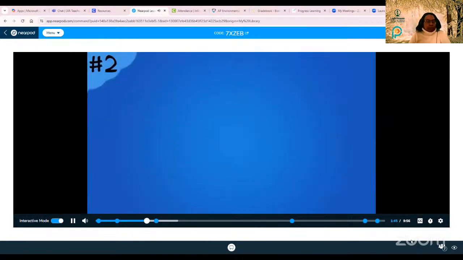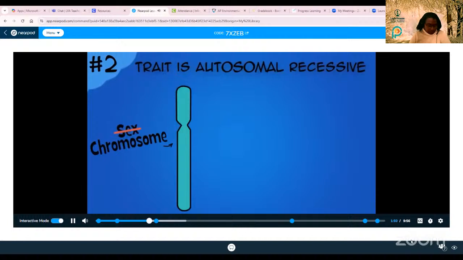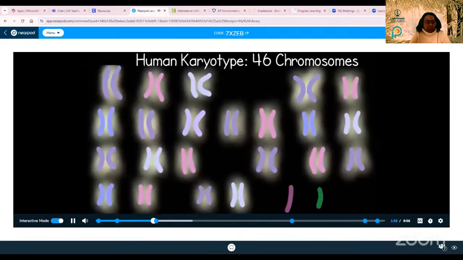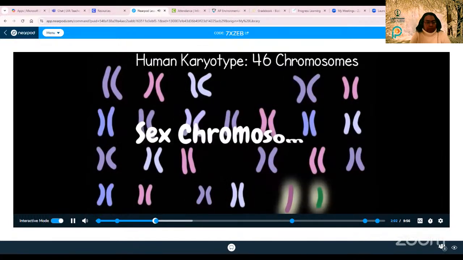Now, fact number 2 about this trait is that it is an autosomal recessive trait. Just a reminder that autosomal means a chromosome that is not a sex chromosome. In human body cells, there are 46 chromosomes. The first 44, 22 pairs, are autosomes. The last 2, 1 pair, are sex chromosomes.